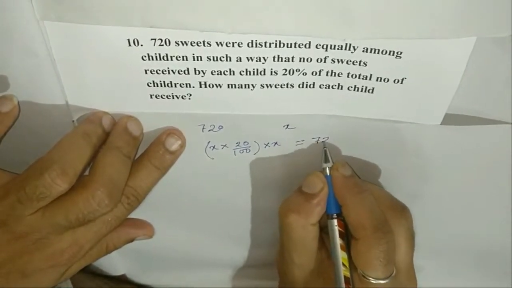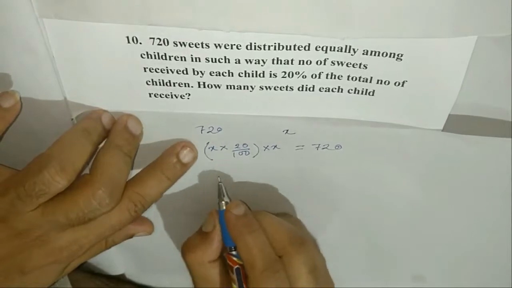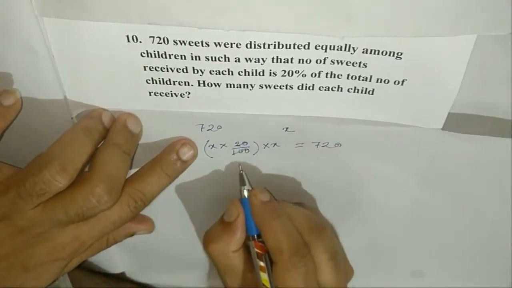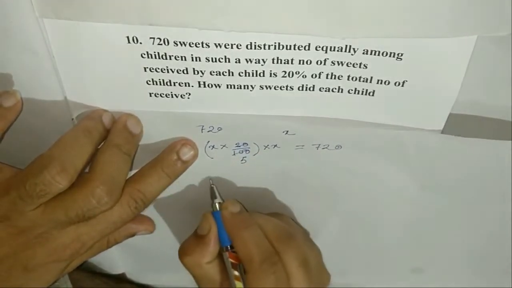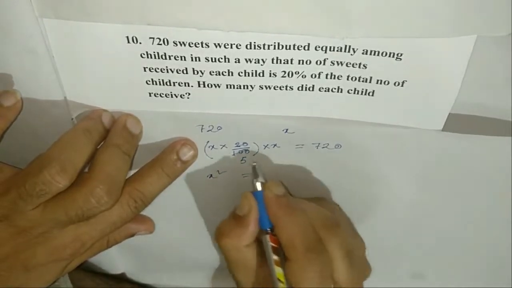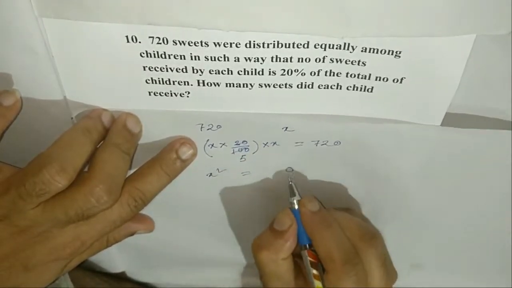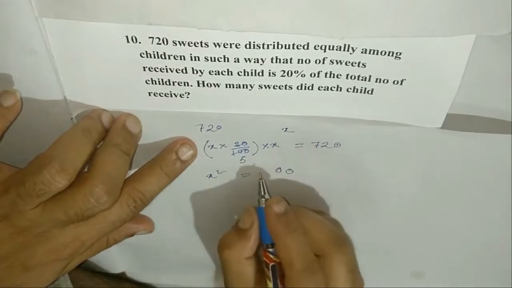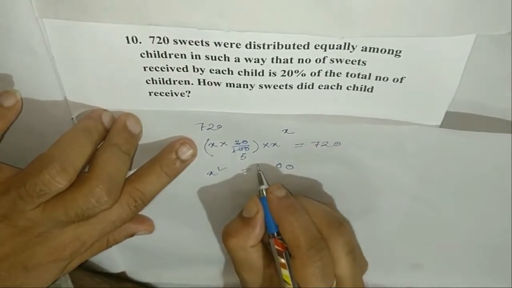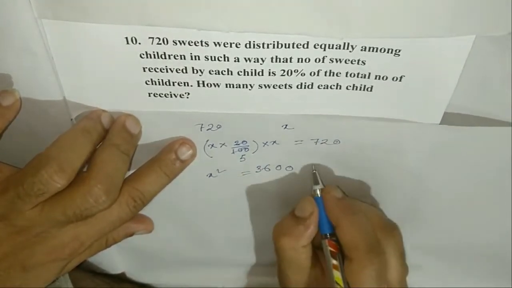Now if we calculate this equation, we'll get 5 here. 20 into 5 is equal to 100. So we'll get x square is equal to 720 into 5, which is 3600. So what's the value of x? x is equal to 60.